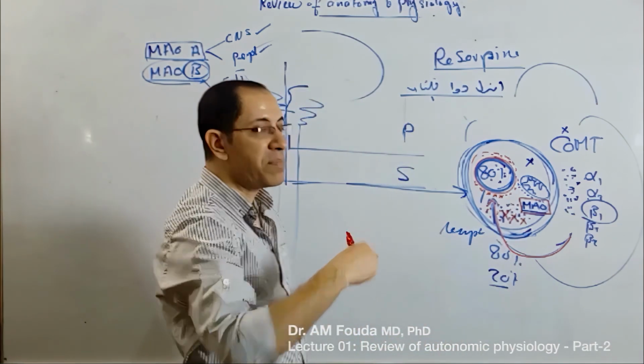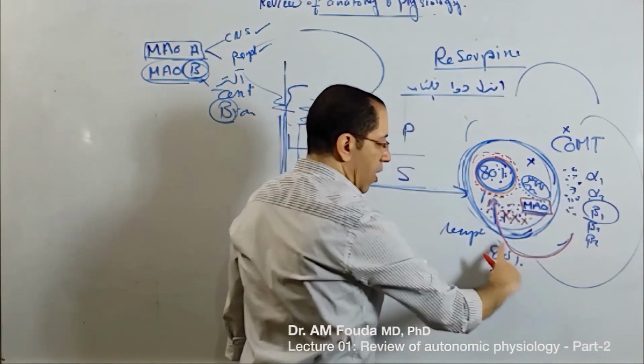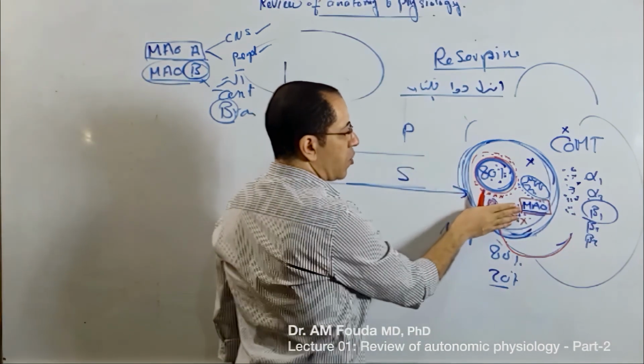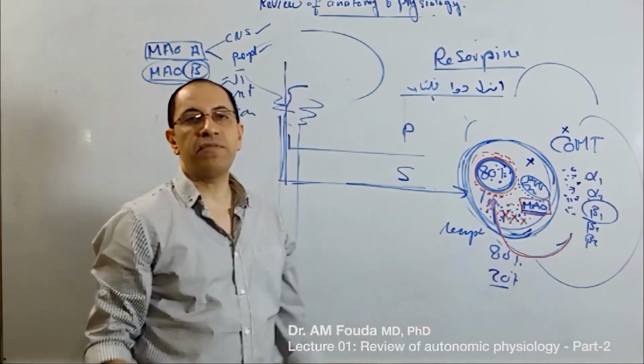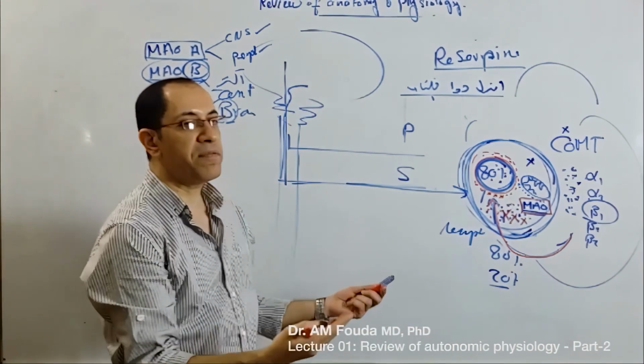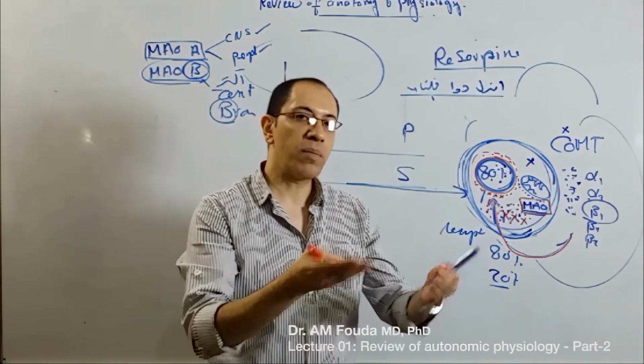And over time, as you take this drug reserpine, more and more norepinephrine is destroyed by this enzyme, depleting the body of norepinephrine. And when your body has no norepinephrine, the sympathetic system ceases to function, so blood pressure is lowered.